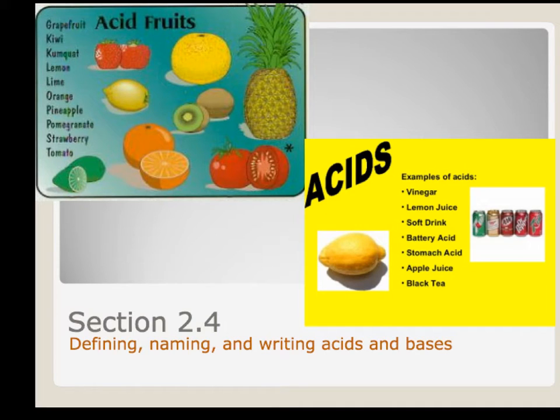All right, today's lecture is on acids, how to name them, and what they are. Generally, you can recognize an acid if you taste it, which is not a safe lab practice, but things like lemon juice and fruits are acidic because they're sour. They also react with metals, like battery acid. It's an acid, obviously.